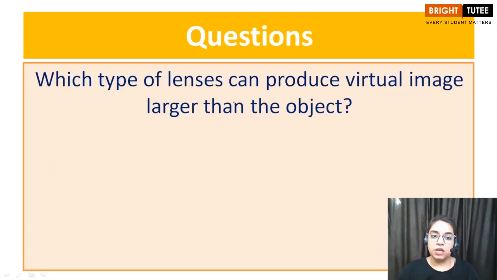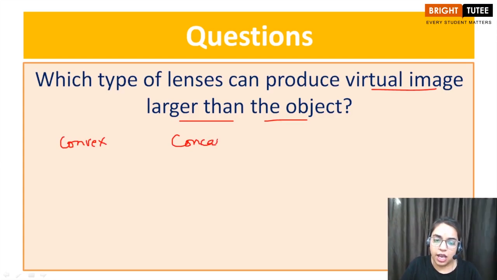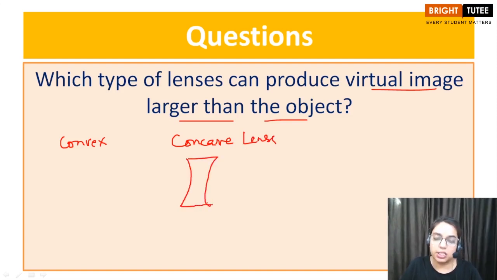Next question is, which type of lens can produce a virtual image larger than the object? So children, we have discussed two types of lenses, convex lenses and concave lenses. Most of the students make this mistake: they write that the correct answer is concave lens. Concave lenses are the ones which are thinner at the center and thicker at the edges. We know that the nature of the image formed by a concave lens is virtual.